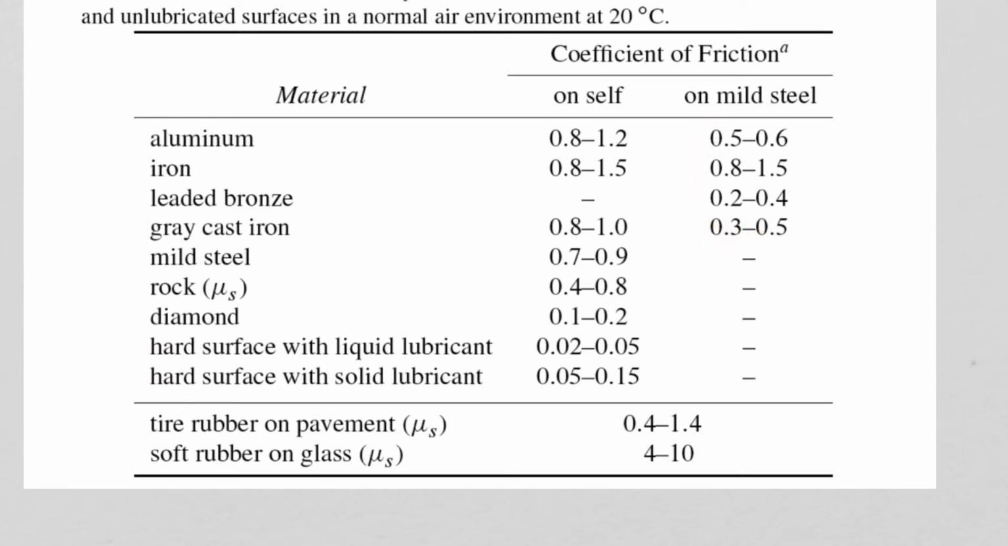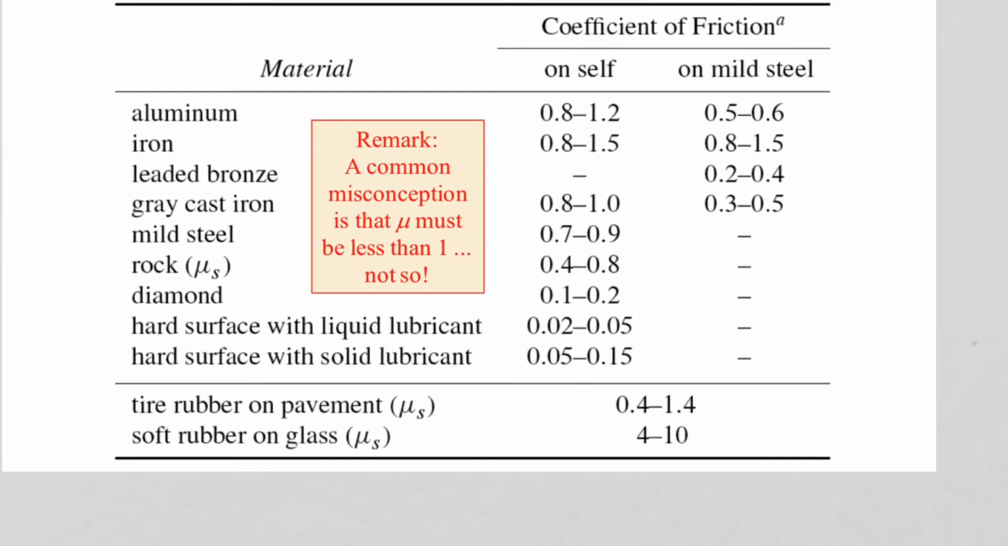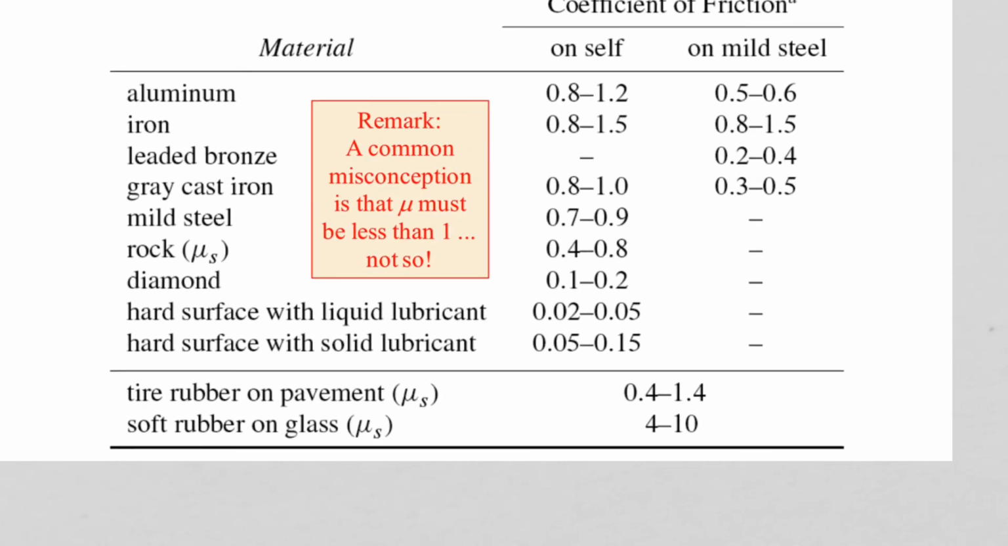You will see, though, that there are cases where our coefficient of friction is greater than 1. We see rubber tire on pavement; we have a very large coefficient of friction there. Even iron on iron itself can be greater than 1, or iron on mild steel, which is iron, that is greater than 1 also. So we do have occasions where our coefficient of friction can be greater than 1.